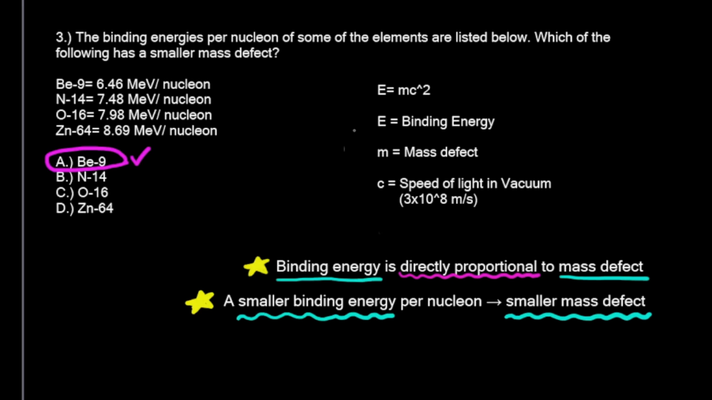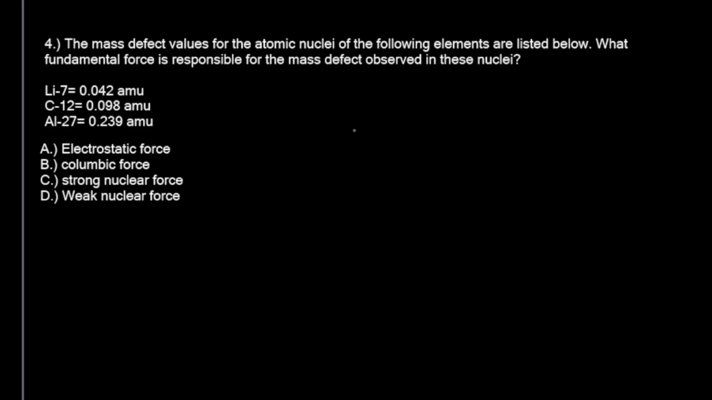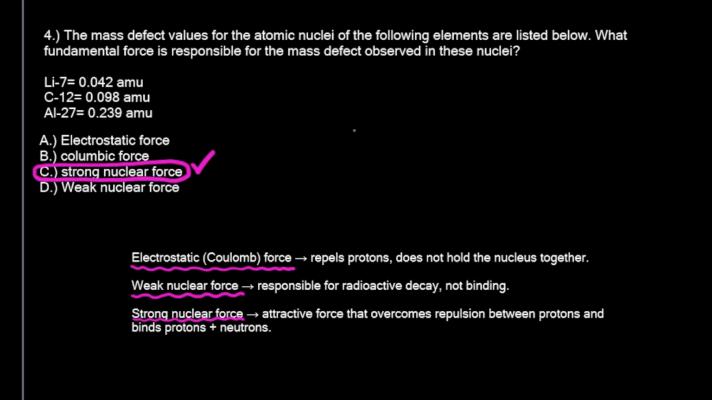Number 4. The mass defect values for the atomic nuclei of the following elements are listed below. What fundamental force is responsible for the mass defect observed in these nuclei? So now you are given mass defect values and you're asked about which force is responsible for the mass defect. Which one do you think is responsible for the mass defect? So the solution to this problem is C.